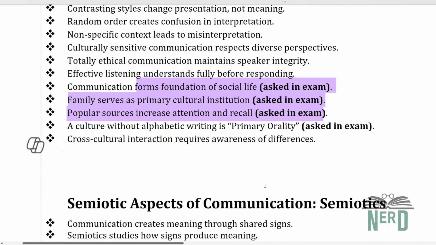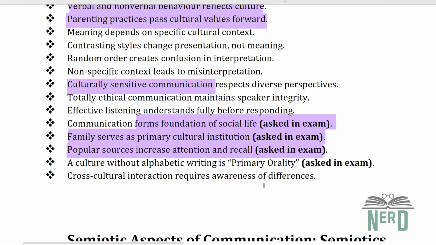Good communication also depends on being culturally sensitive, meaning we respect different perspectives, and on being ethical, which helps maintain trust and integrity. And of course, being an effective listener is essential because we have to understand fully before we respond. One more idea has been asked in exam. When information comes from popular sources, such as well-known figures or widely trusted channels, audiences tend to remember it better. This is why advertisements often use celebrities, their messages get more attention and recall.